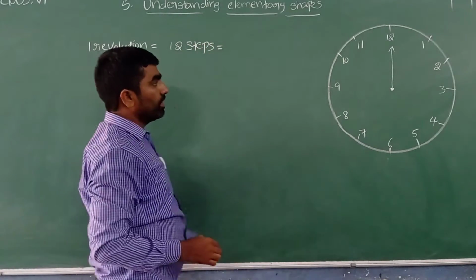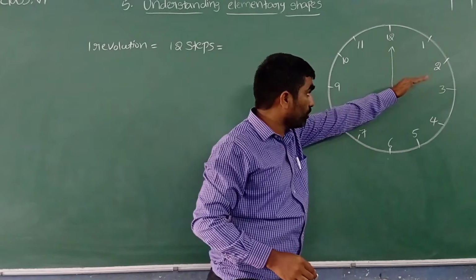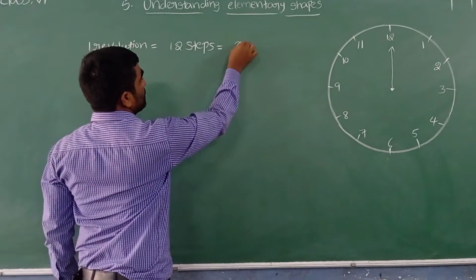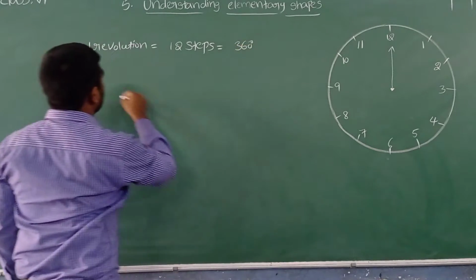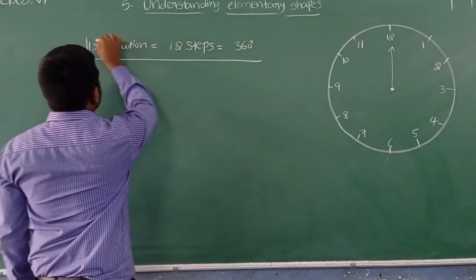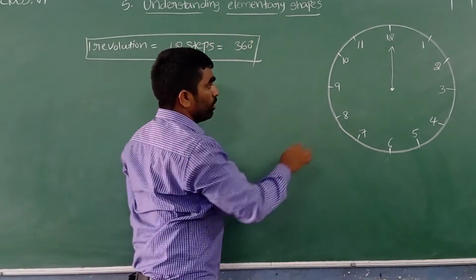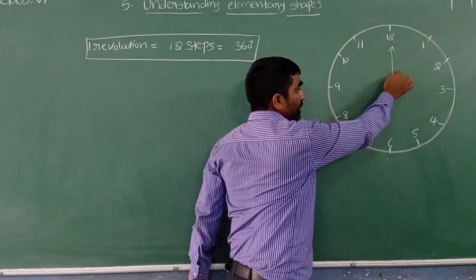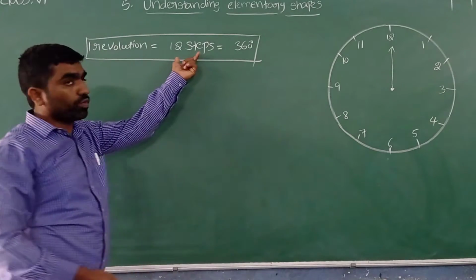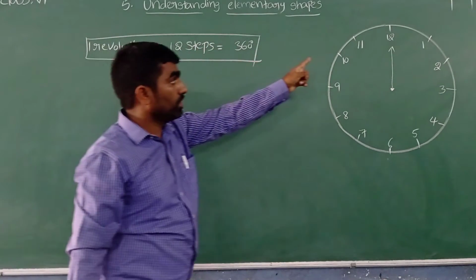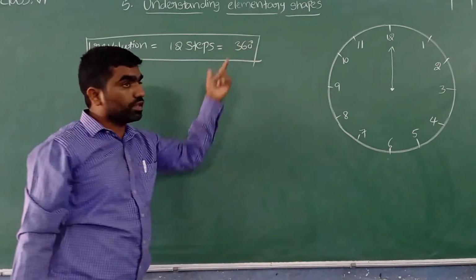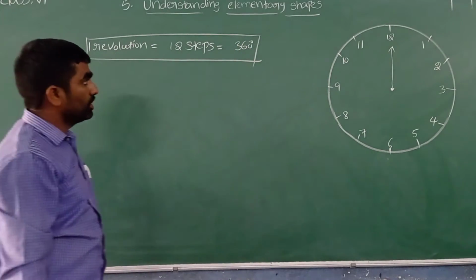So the angle covered in those 12 steps in one complete rotation in a clockwise direction is equal to how much? 360 degrees. One complete rotation means one revolution. In that one revolution, we cover a total of 12 steps, which is equal to 360 degrees.